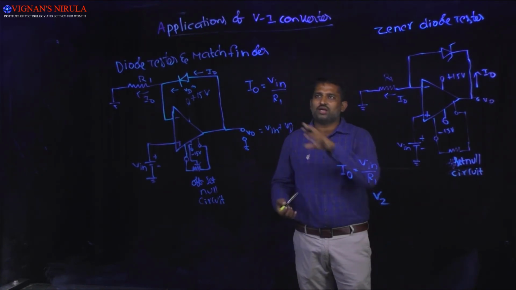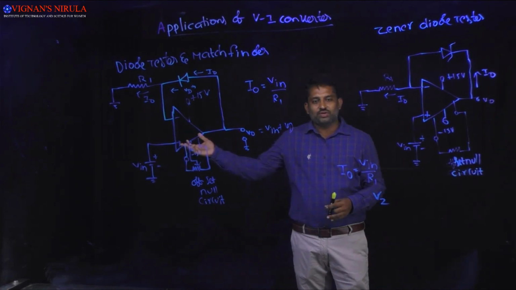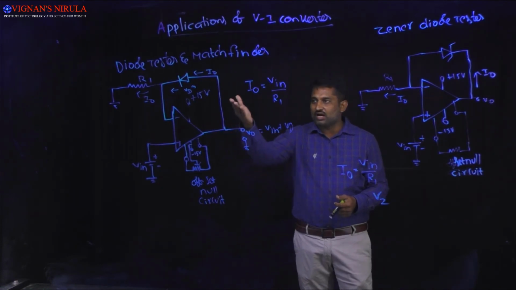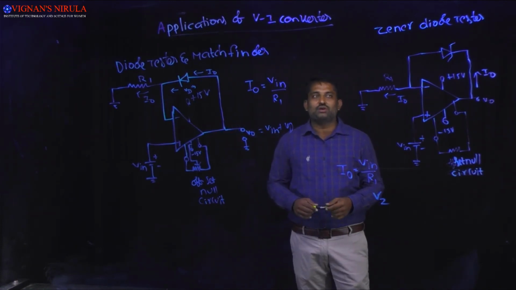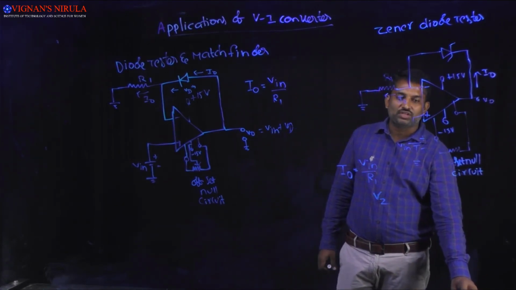So all these are the applications of V to I converter. Just now only we discussed the V to I converters are used as low voltage DC voltmeters as well as low voltage AC voltmeters, and next one is diode tester and match finder. Last one is Zener diode tester also.